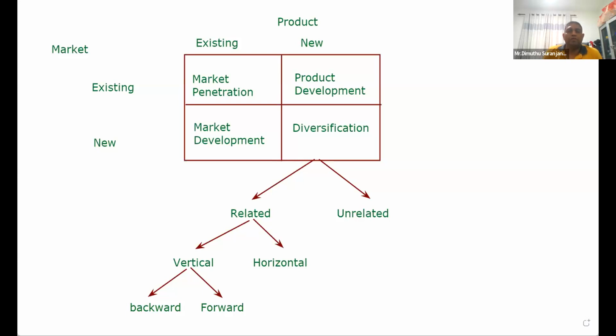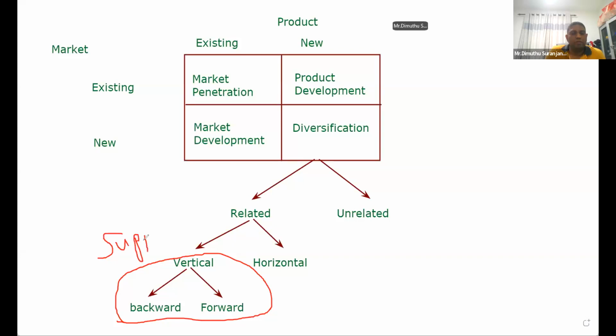Questions cover this area. So now we know, vertical means you started to do some work within your supply chain. This is related to your supply chain. You started to do supplier work or distributor work. If you go backward, that means you started to do the supply work.